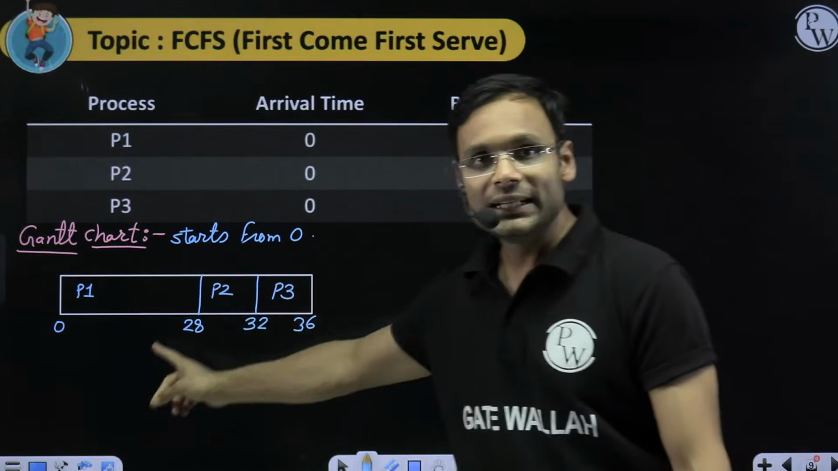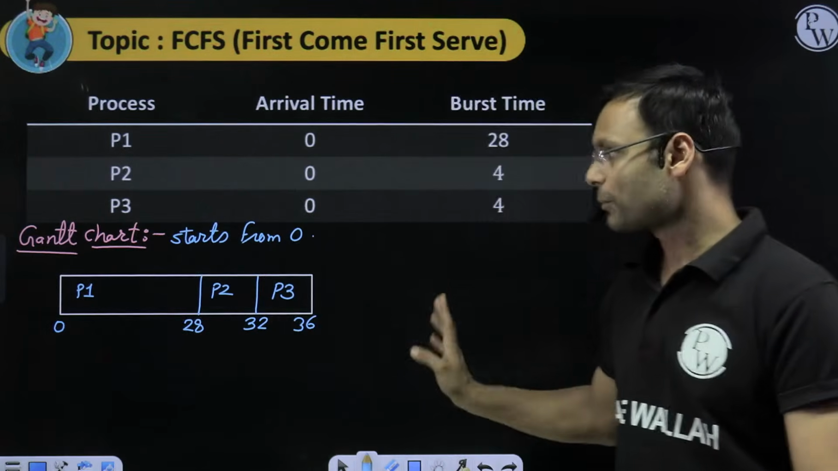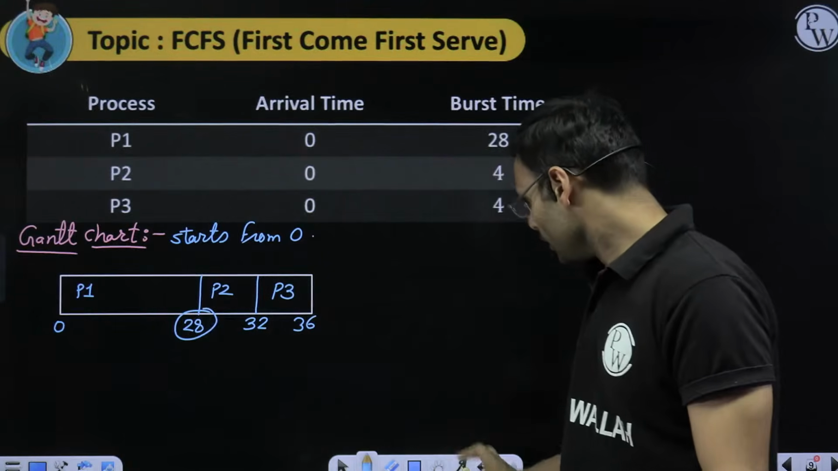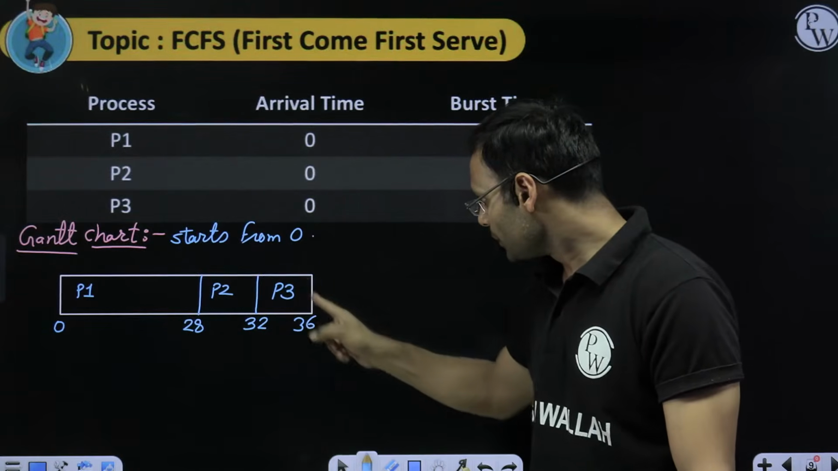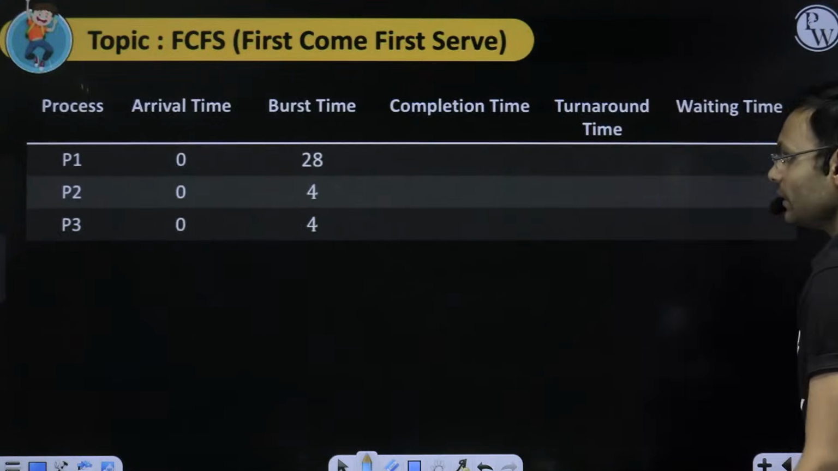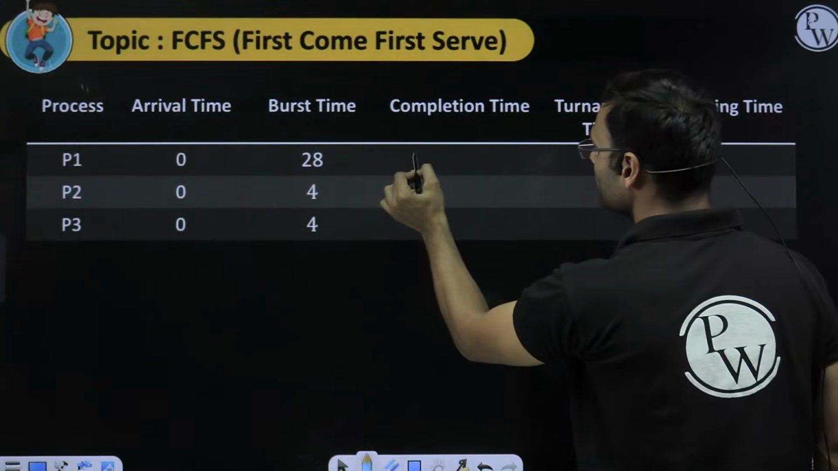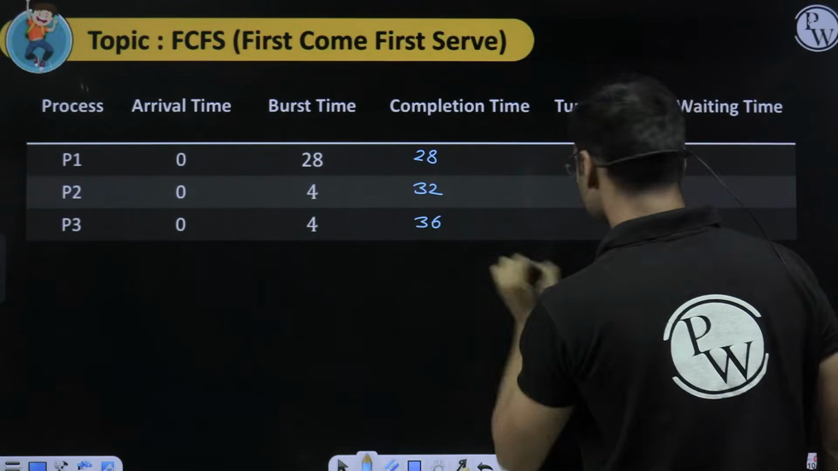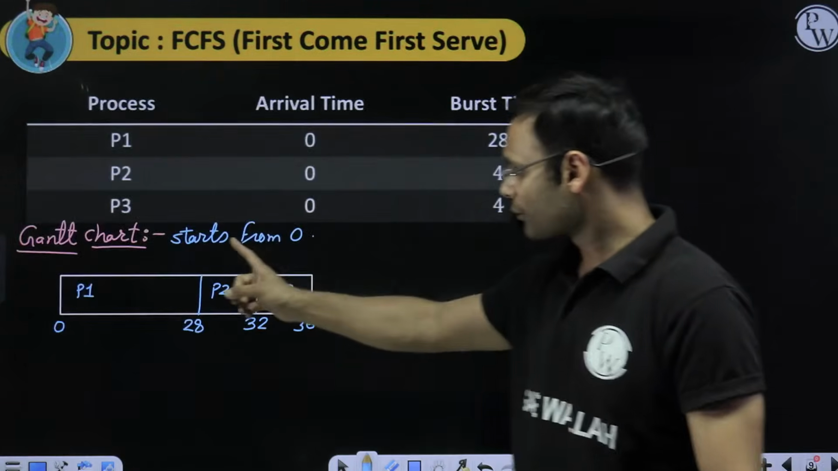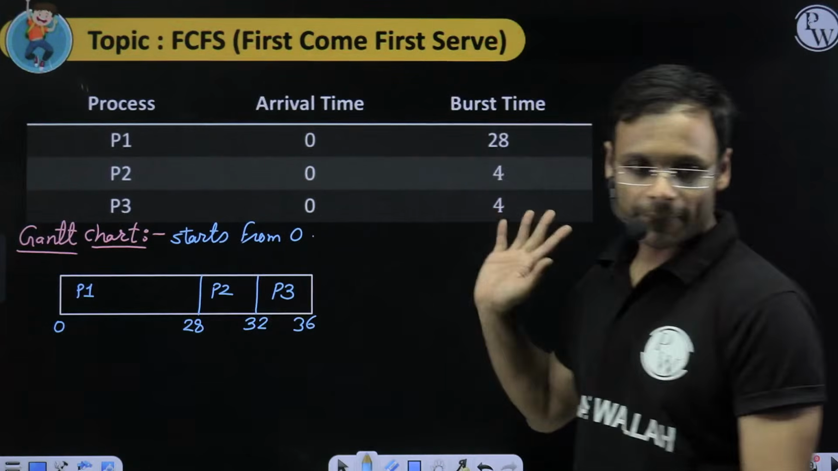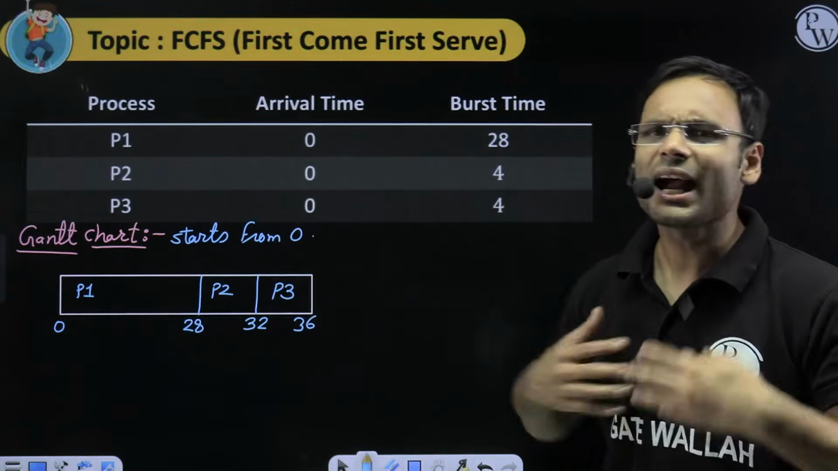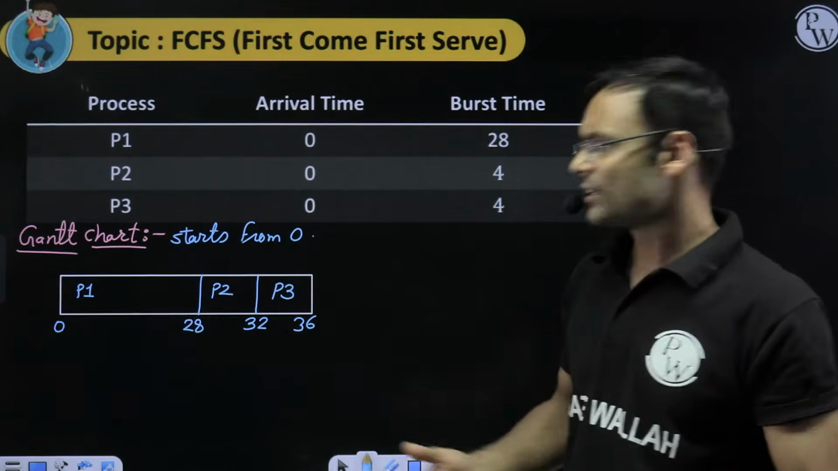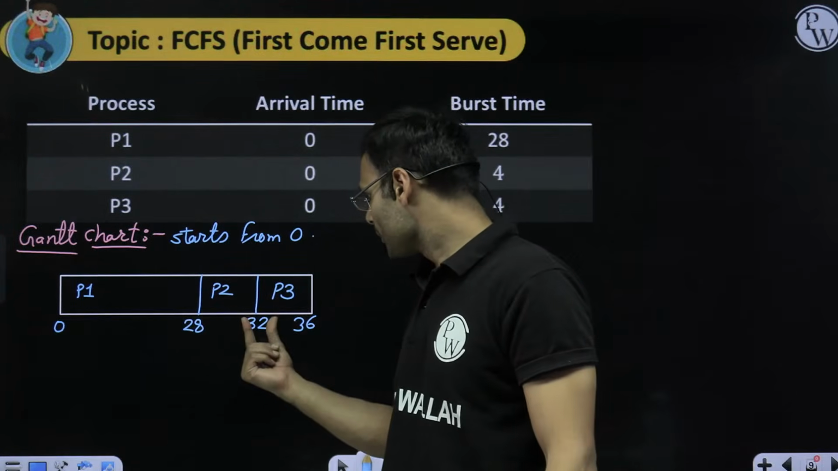Okay, what is the process? First of all, finding the completion time of each and every process. P1 is completing exactly at 28, P2 completing at 32, P3 completing at 36. So as per the Gantt chart, 28, 32 and 36 are the completion times of P1, P2 and P3 respectively. From this Gantt chart only I have written. I did not write these randomly by myself. P1 completes here, P2 here, P3 here.